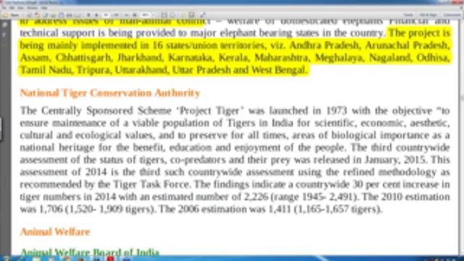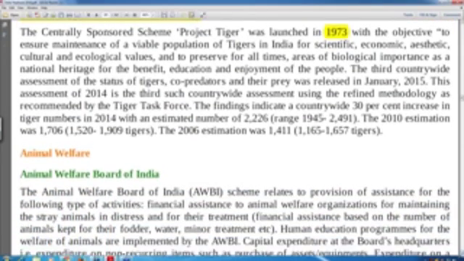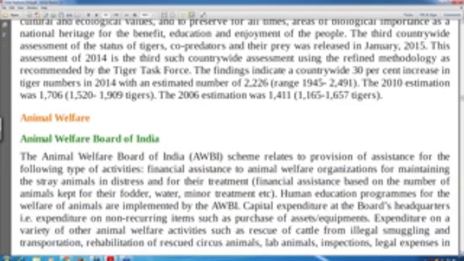You get confused. National Tiger Conservation Authority, launched in 1973. And this can come when it was launched, mainly because you have seen there is an increase in the tiger population. So UPSC may ask you an indirect question and a simple question.